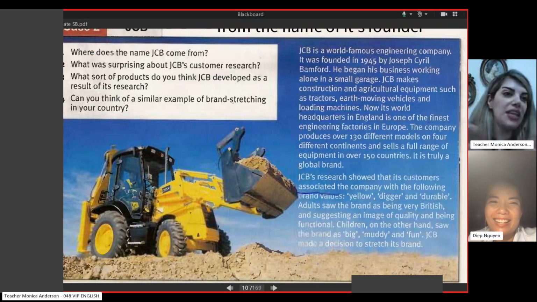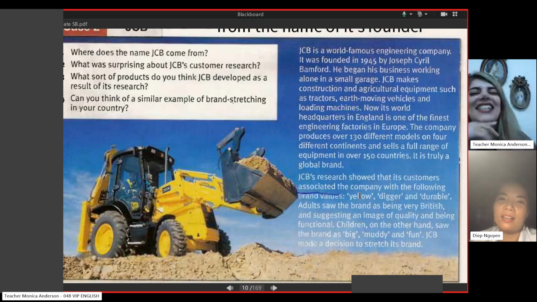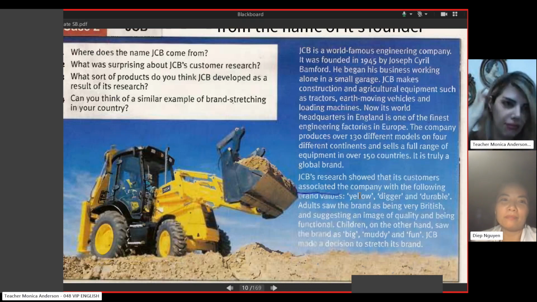Of course, as we have here, they need to stretch the brand. So of course they need to make something new, like a new business sector segment. Some new segments, maybe toys, maybe some new robots, or maybe a playground for children with a machine, a mini machine. Yeah, definitely agree with you.